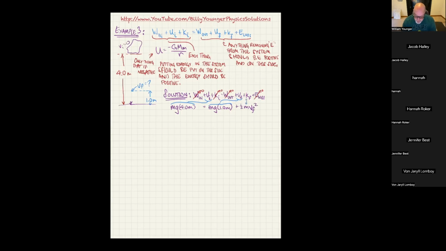Now, one thing you might be able to realize is right now there's an m in every term. So I could divide through by m, and in so doing, that gets rid of the m, which is good because I didn't give you the mass. And in fact, the book does a problem like this and doesn't give you the mass either.